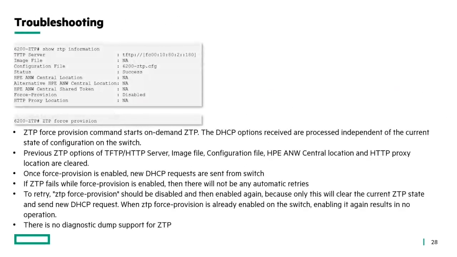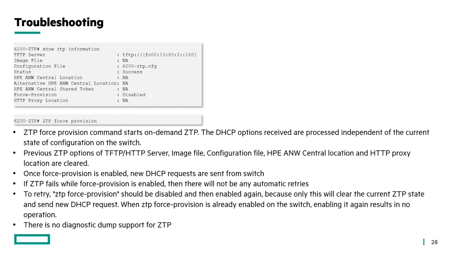So let's look at the troubleshooting for this feature. Show ZTP information is a command that can be of help to check the statuses of the TFTP server, its IP, and the image file, the config file details, followed by the central location and alternative central locations. So for now, we don't have support for this, whereas the first half of the screenshot shows you all the information about the server and the files and their status.